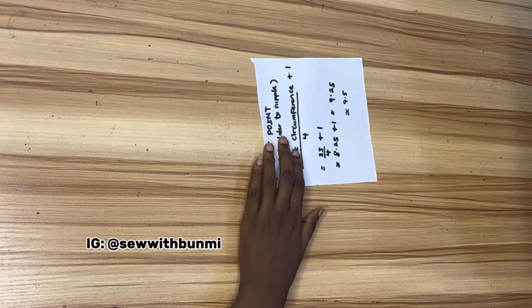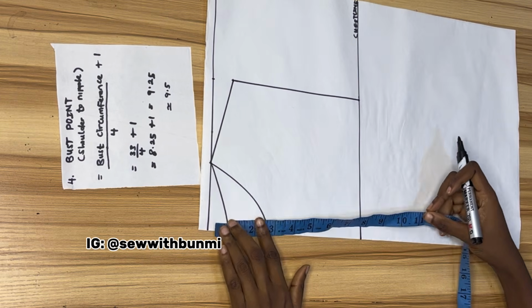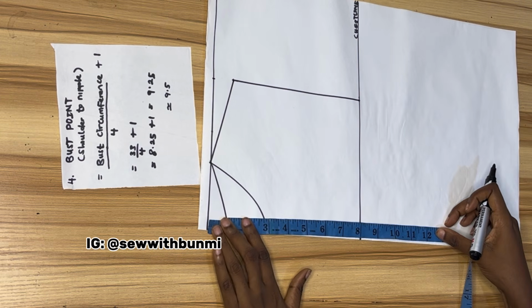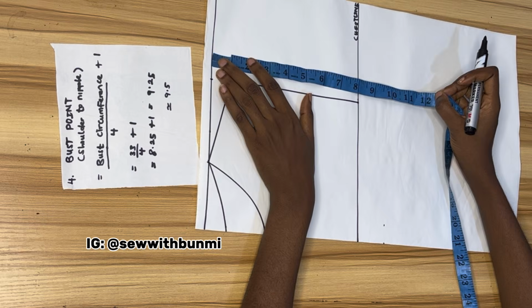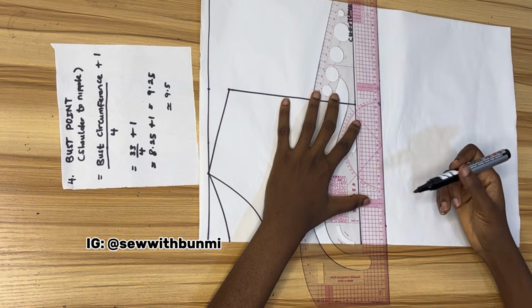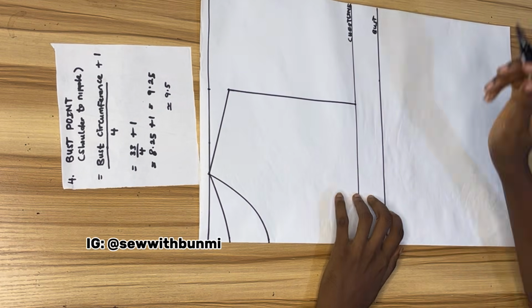So let me show you how to input this on your pattern paper. So from your shoulder line, you go ahead to mark your 9.5 or whatever you have. All right, mark it and then you join the points together to form a straight line, and that is your bust point.